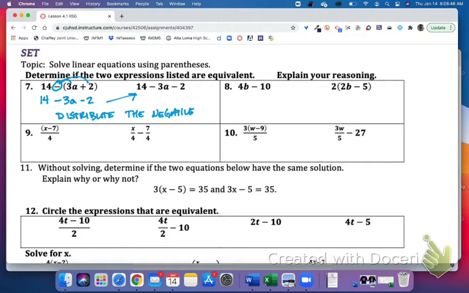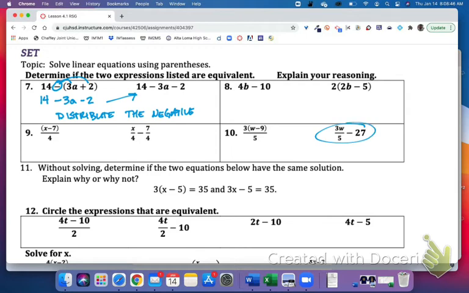Now, I'm going to skip around a little bit because I do want to go through number 10 as opposed to number 8 and 9. I'll let you try those, see if you think they are equivalent. But for number 10, here's what we have. We have 3w over 5 minus 27.